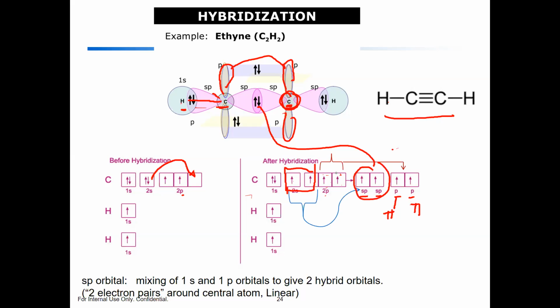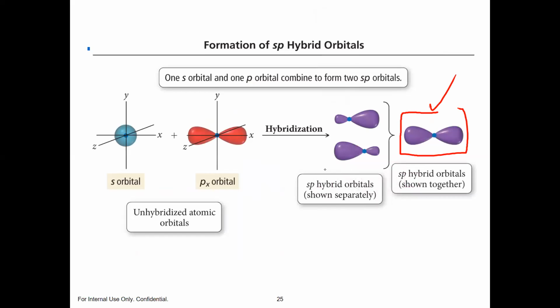So that's one of the flaws of this model. So we notice that this model has some flaws. So now we've got to find a better model. But this model kind of tells us a little bit of information: that S and P orbitals are mixing. And when they mix, they're going to lead to a certain geometry of the molecule, right?